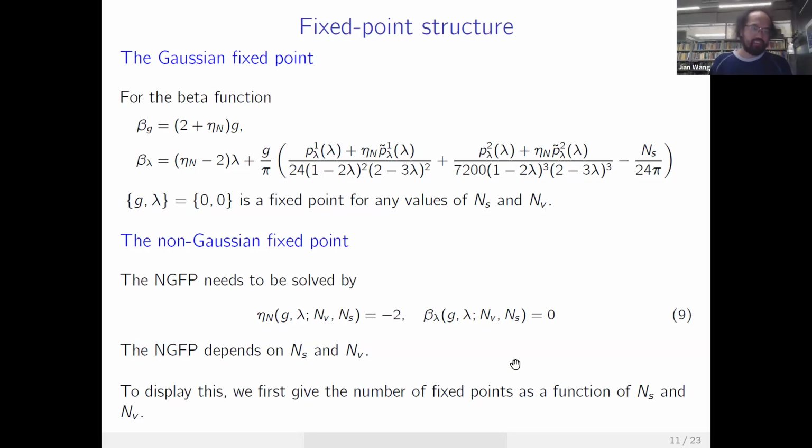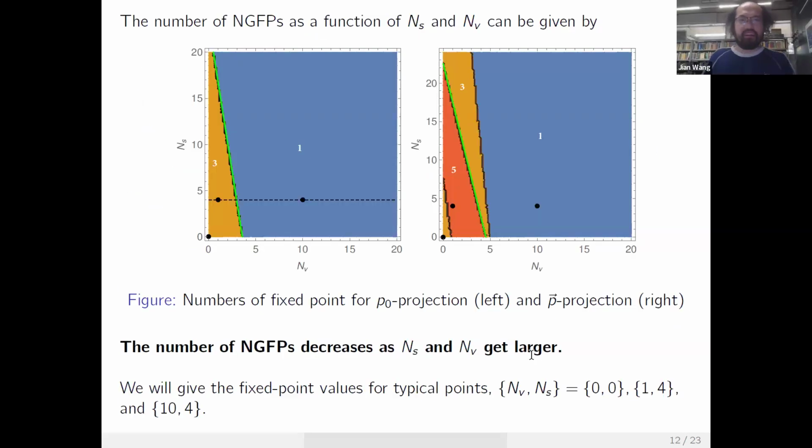After we have the general picture of the number of the phase points, then we will look at the specific values of the phase points. Okay, great. First, let's consider the number of non-Gaussian phase points as a function of ns and nv. So here I give the plot of the numbers of phase points for two different projections, P0 projection and P vector projection.